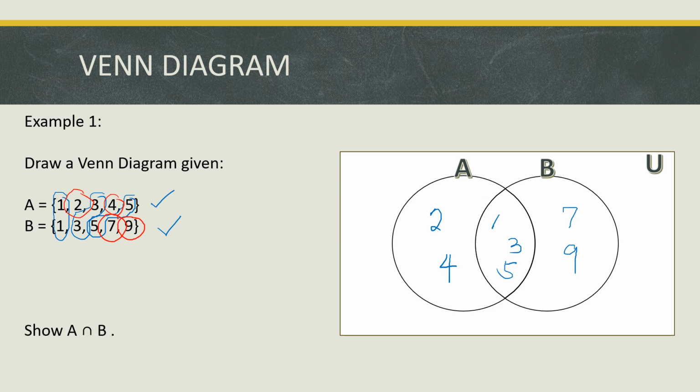How about if we're going to show A intersect B? We all know by reviewing the operations on sets, we have the intersection, the union, the complement of a set, and the difference of a set. So one of those is the intersection of sets. The intersection of sets are the elements that they have in common, where these are the elements they have in common. Therefore, by shading, this is now how we're going to show A intersect B.